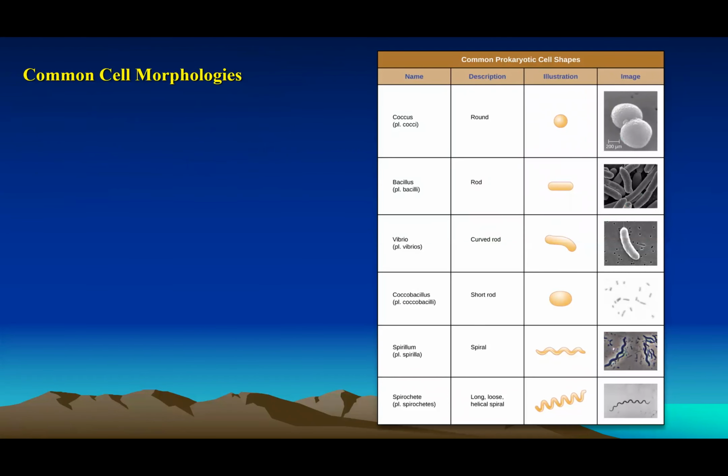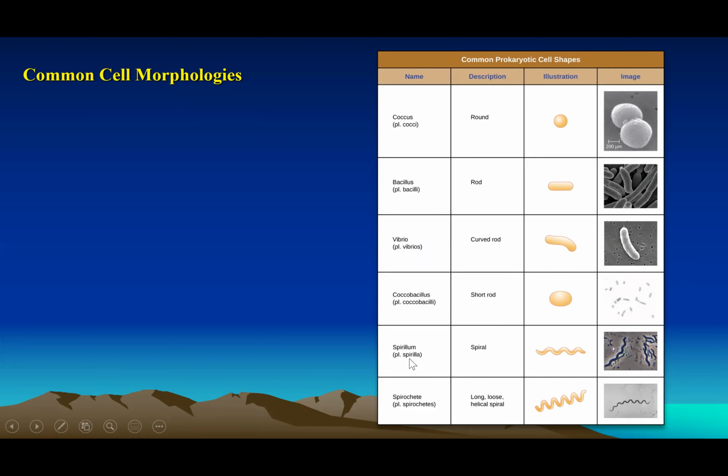So what are some of the common morphologies of some of the prokaryotic cell shapes? If it is round, it is called a coccus. Cocci is plural. If it is rod-shaped, it's bacillus. If it is a curved rod, it's vibrio. If it is a short rod, it's a coccobacillus. If it's a spiral, it is spirillum.